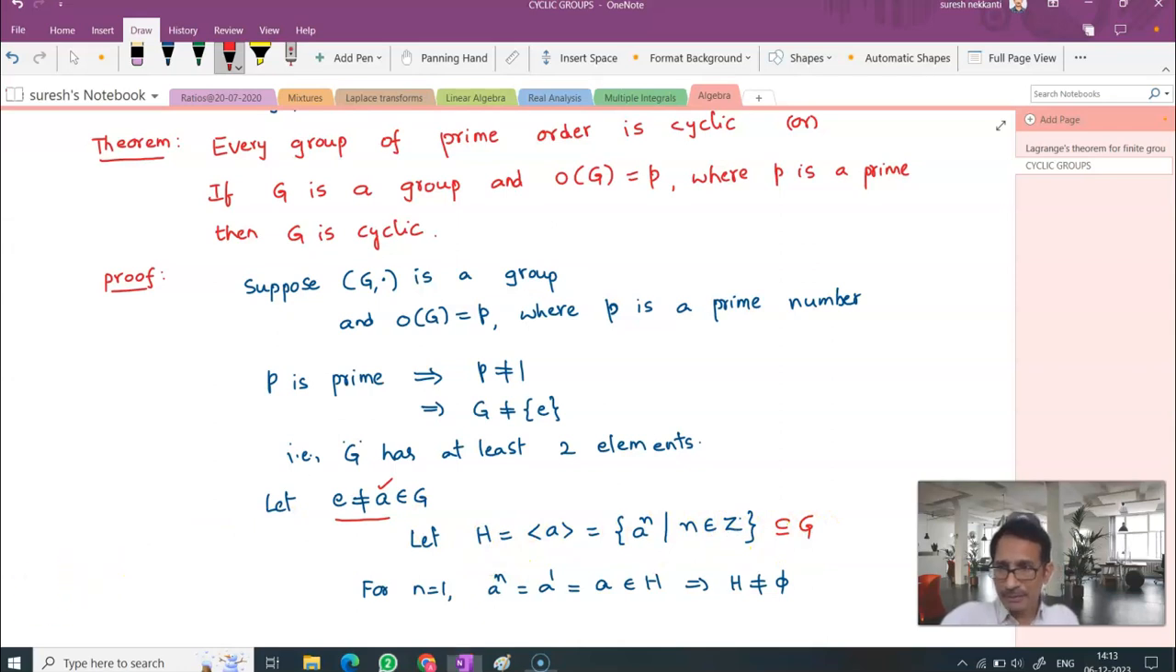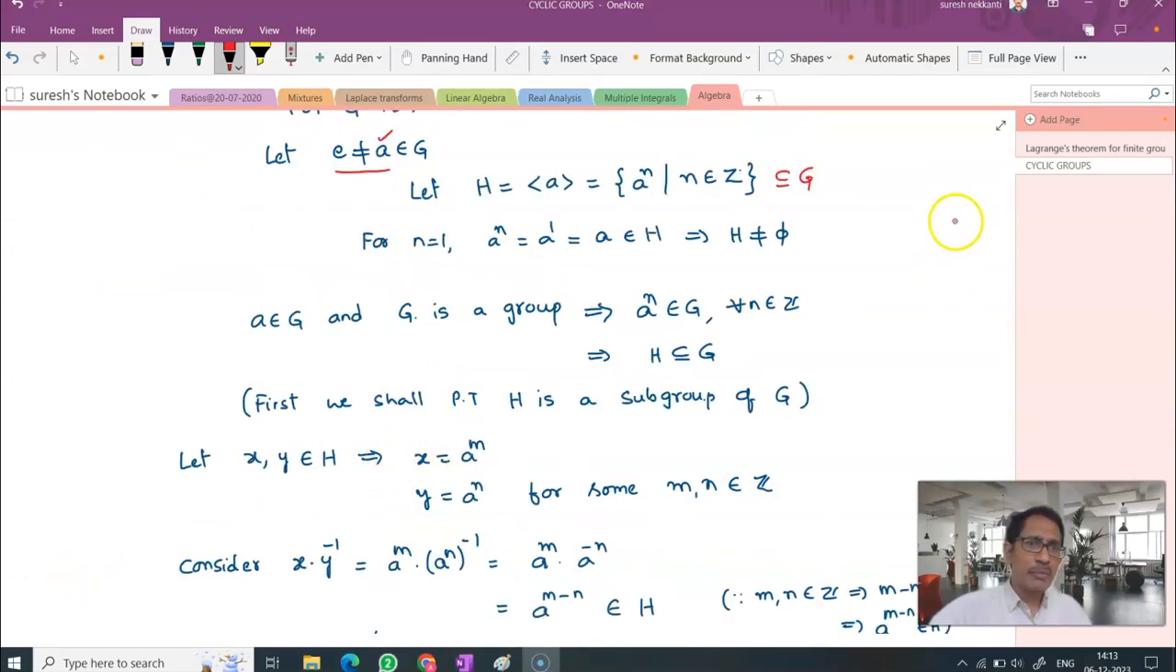That is the first part. To prove that H is a subgroup of G, we use the following theorem. Do you remember what that theorem is? The necessary and sufficient condition for a non-empty subset of a group to be a subgroup is that A, B belongs to H implies A dot B inverse belongs to H. But first H should be non-empty, so that is why I wrote this first line. For n equal to 1, A power n, because H contains all the powers of A.